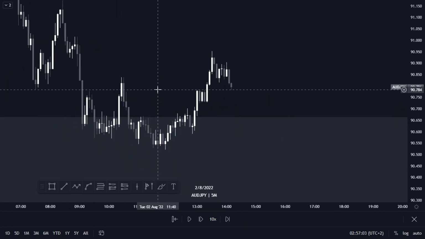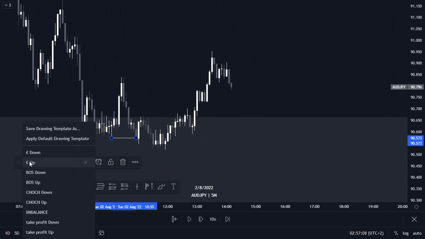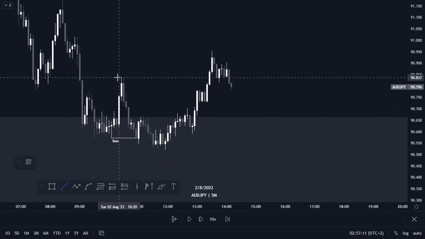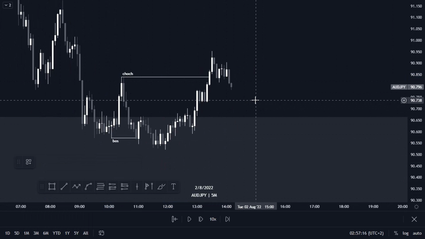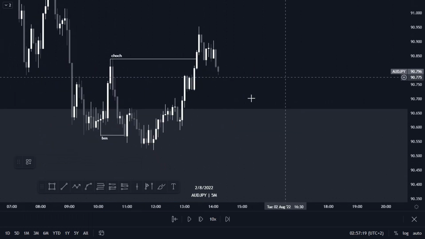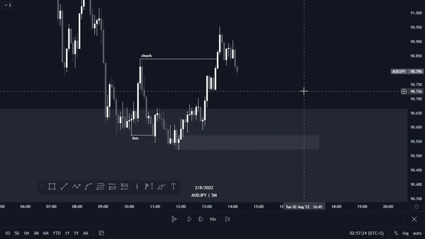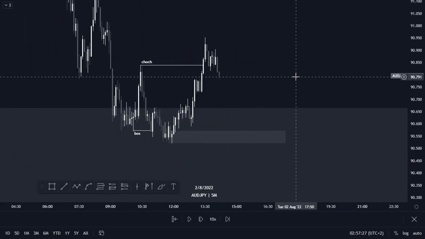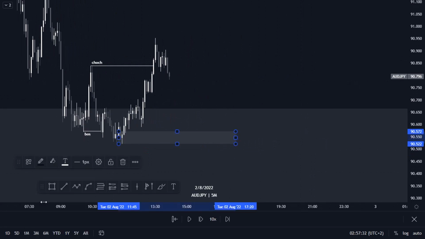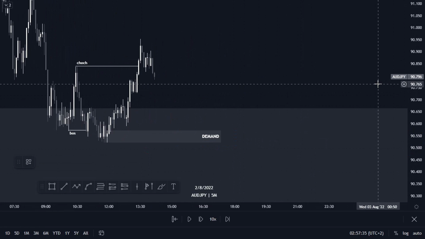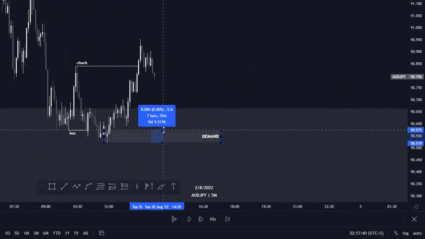Okay, so on the 5-minute chart here, we can see that we have this break of structure here, and we also have this change of character here. So price also left us with this beautiful demand area here. So ultimately at this demand area here, you'd be looking to risk 5 pips.